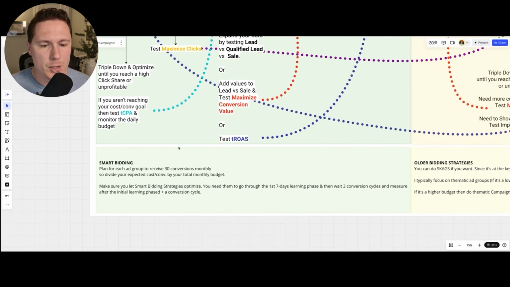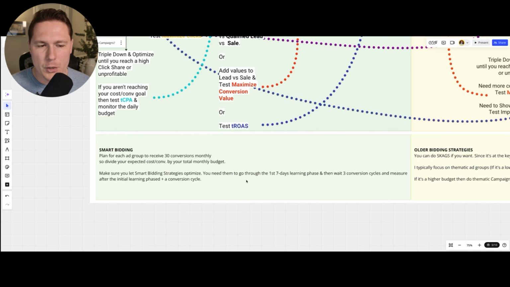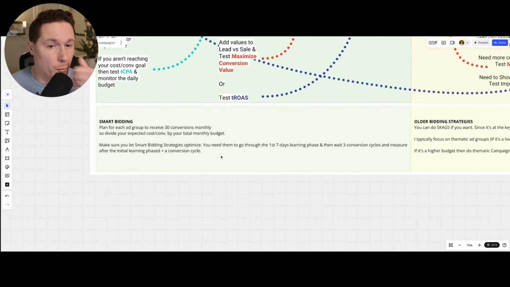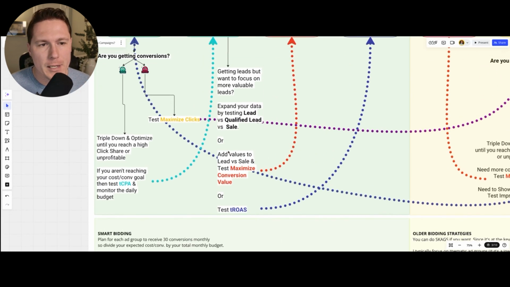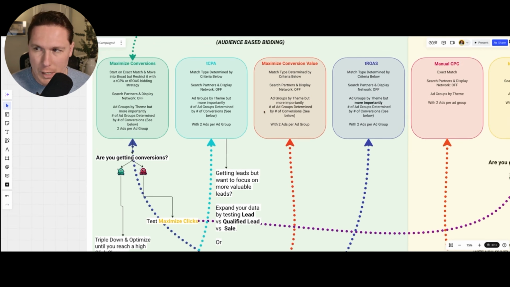So again, just keep that in mind and make sure that when you're running maximize conversions, you let it go through the first 7 days of the learning phase and then wait 3 conversion cycles and measure after the initial learning phase and conversion cycle. Most people are changing bid strategies like they're changing their underwear, which is every single day. And that's super detrimental when you're using any of these bidding strategies.